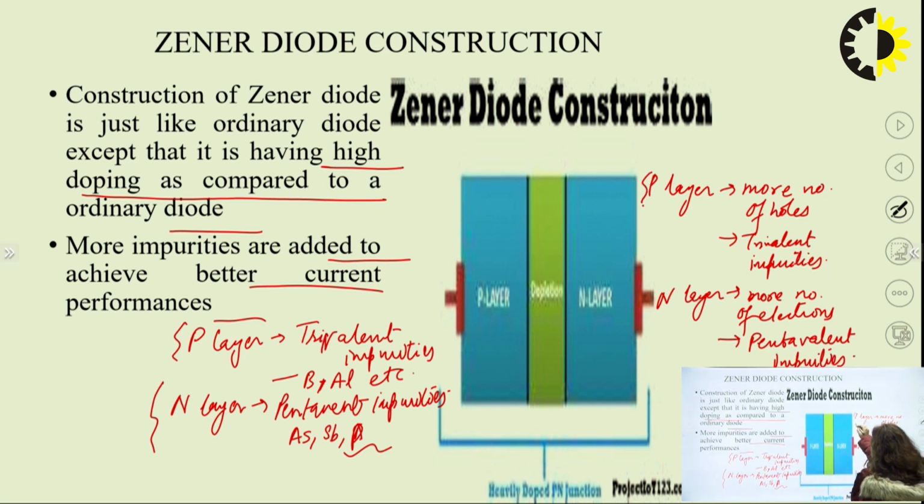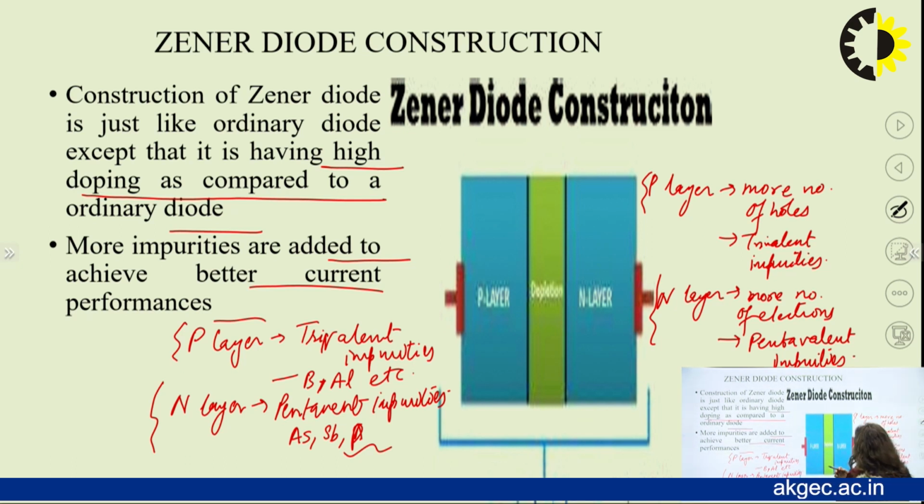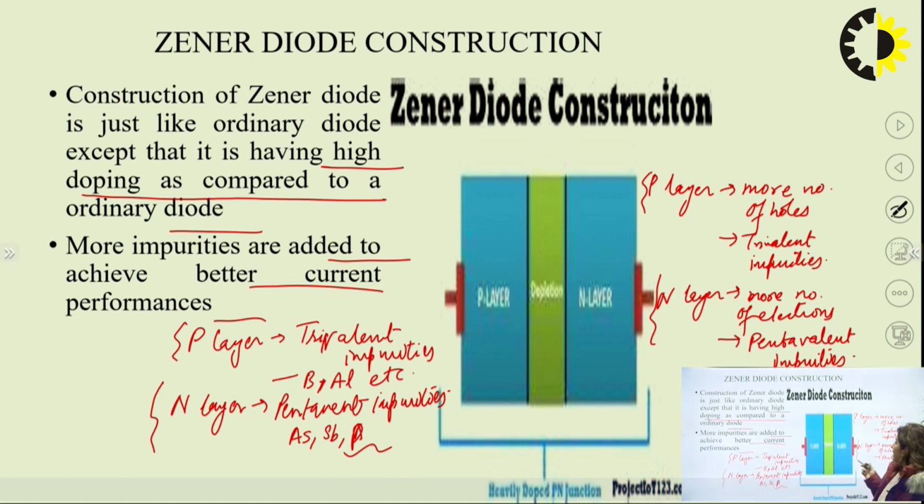So in this way, as in the case of the PN junction, we create the P layer and the N layer. In the same way we create the P layer and the N layer for the Zener diode. The only thing is we have to highly dope the P layer and N layer. Whatever impurities you are adding, they have to be in high amount. So this particular portion is your depletion layer.